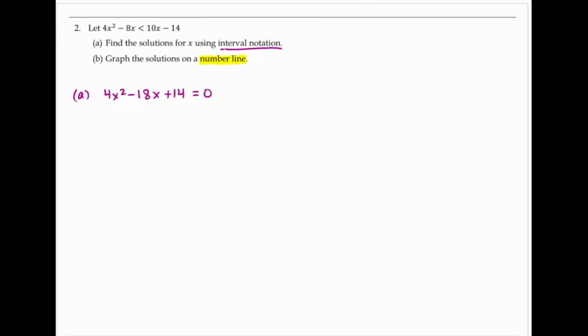All right, so here's my move. I moved 10x over by subtracting it, and I added 14 to the front piece of the quadratic. At this point, let us factor. So I do see there's a GCF.